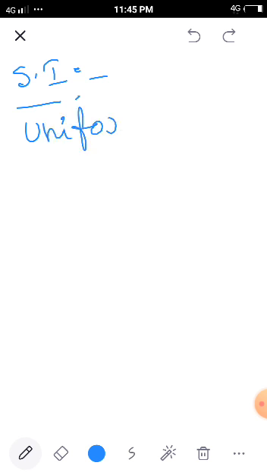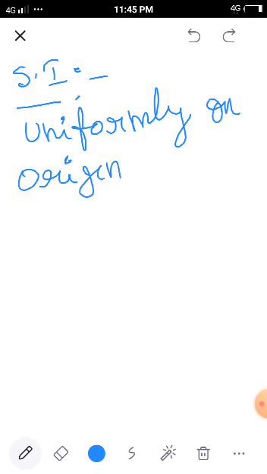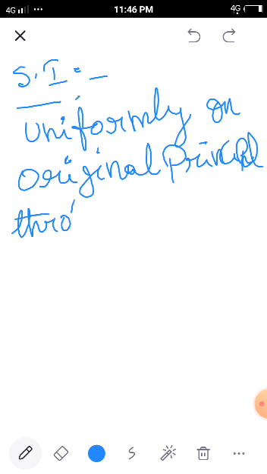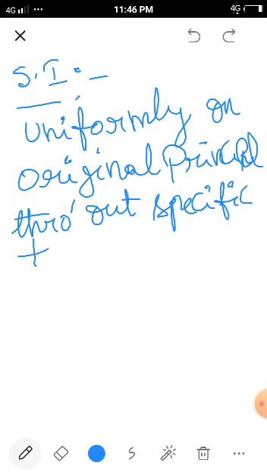Now, the fourth one is simple interest. Interest is an extra amount. Simple interest is the interest calculated uniformly on the original principal throughout a specific time. Uniformly on the original principal throughout the specific time is called simple interest.